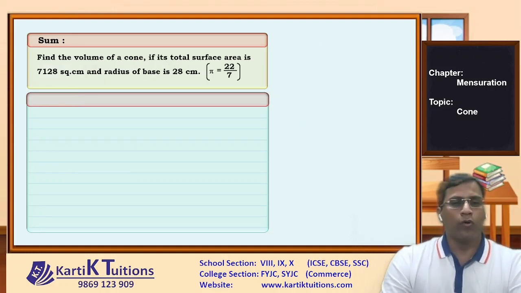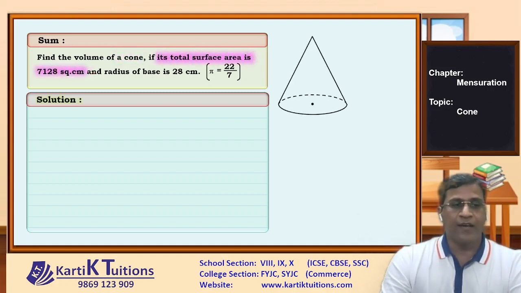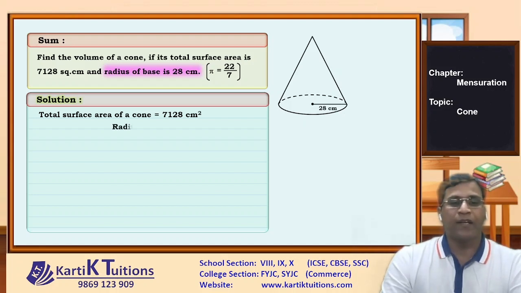Find the volume of a cone if its total surface area is 7128 centimeter square and the radius of a base is 28 centimeter. देखो वापिस क्या दिया है, बट ये टाइम क्या दिया अपने को? Total surface area is given to us as 7128 centimeter square, whereas the radius is given to us as 28 centimeter. What have they asked us to find? Volume. Now what is the formula? Volume of a cone is 1 upon 3 pi r square h.